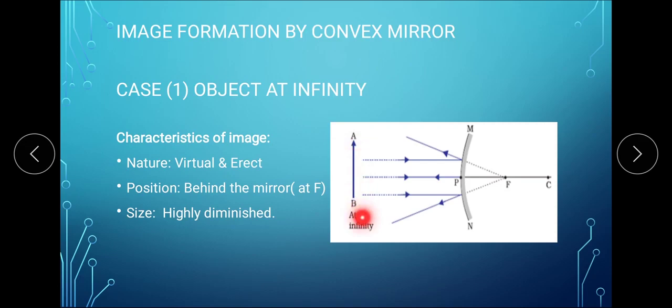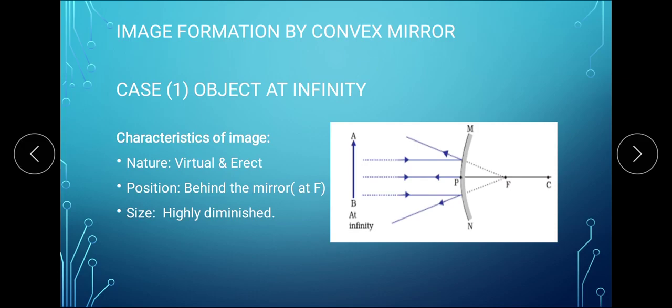Student, when the object is at infinity, we know that rays will come parallel to each other, right? Parallel rays will strike the mirror, and we know that a ray which is parallel to the principal axis after reflection will appear to diverge. Since it is a diverging mirror, the rays will diverge and they will appear to diverge from a point called focus. I have taken two incident rays which are parallel to each other as well as parallel to principal axis. After reflection both the rays will diverge, and if I produce them backward they will meet at a point, focus.